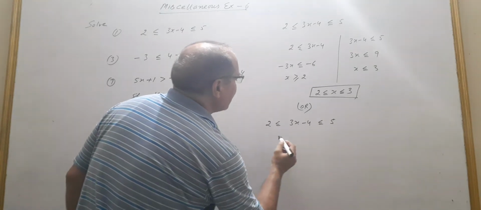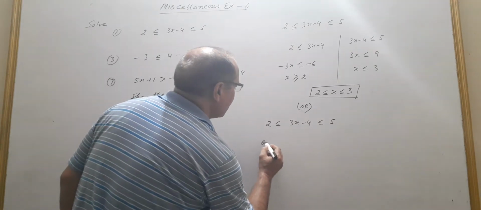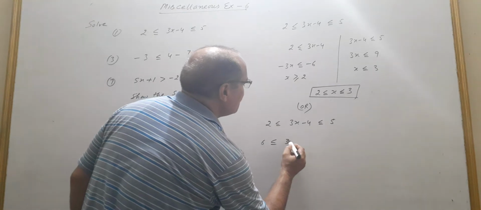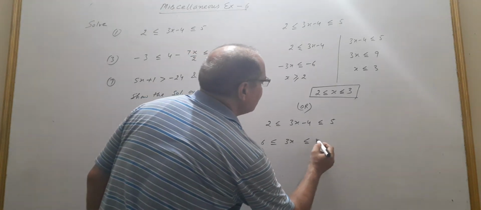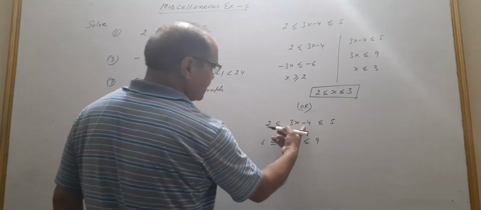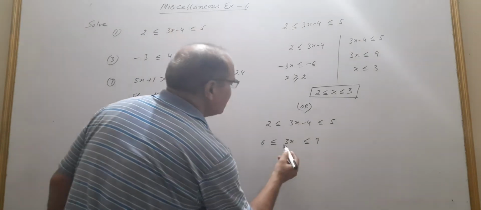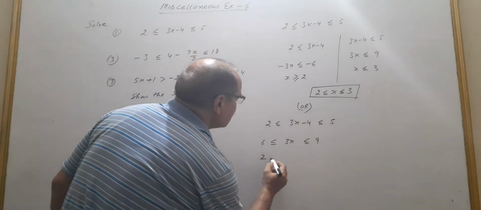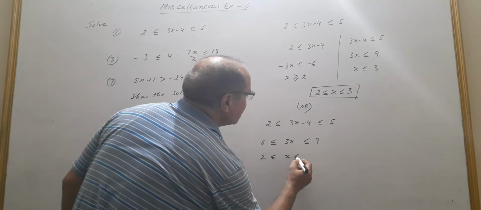See, here is minus 4, adding 4 on both sides. जब मैं 4 ऐड कर दूंगा तो ये नंबर बन जाएगा 9. ऐड कर दिया 4 क्योंकि माइनस का है तो इसको x लाना है. डिवाइडिंग बाय 3 से डिवाइड करूंगा 2 is less than or equal to x is less than or equal to 3.